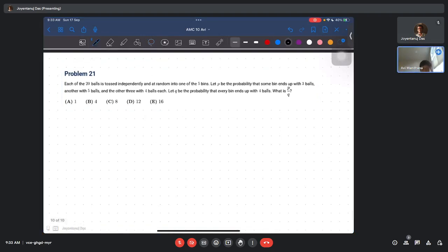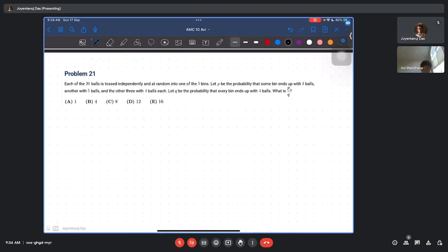But how would I know which one it would apply to? That you have to think. That is the problem, right? You have to get an idea how to use the binomial coefficients. Let us see the problem again. So 20 balls are there, and they are tossed independently and at random into one of the five bins, right? Then P is the probability that some bin ends up with three balls and another ends up with five balls, and all other three bins have four balls each, right?